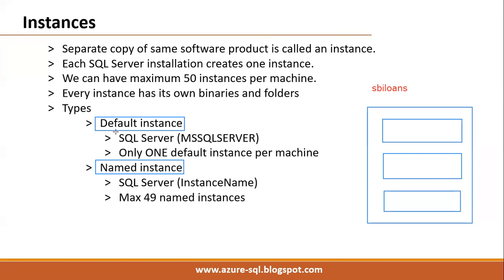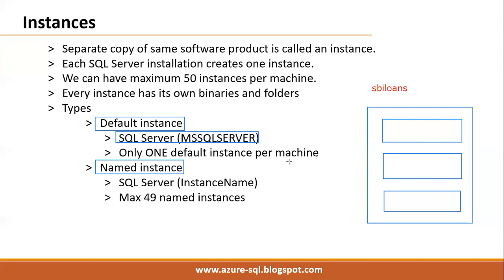And always remember, the default instance service name is MS SQL Server. We have seen that the main service is SQL Server, which processes the queries. So the default instance name is MS SQL Server. That means if you see MS SQL Server, then we have to understand that it is a default instance. So two types of instances are there, default instance and named instance.